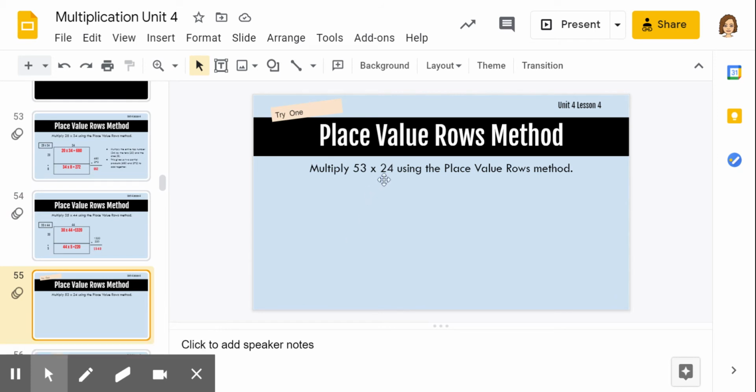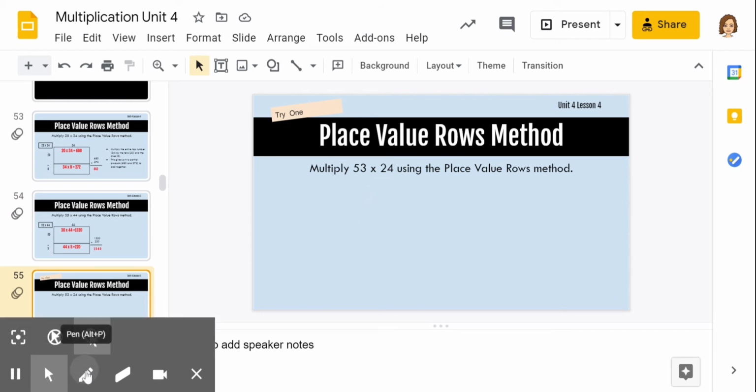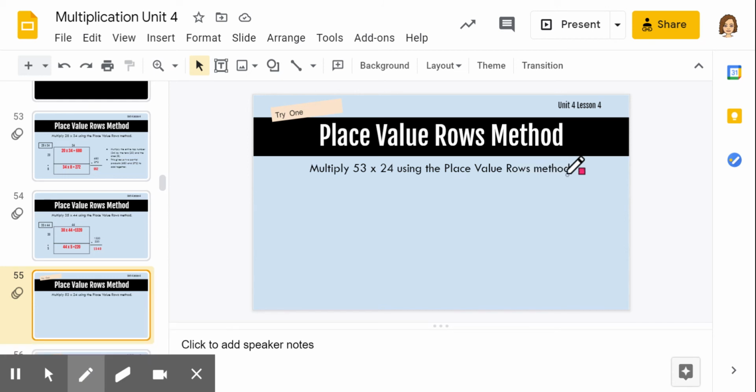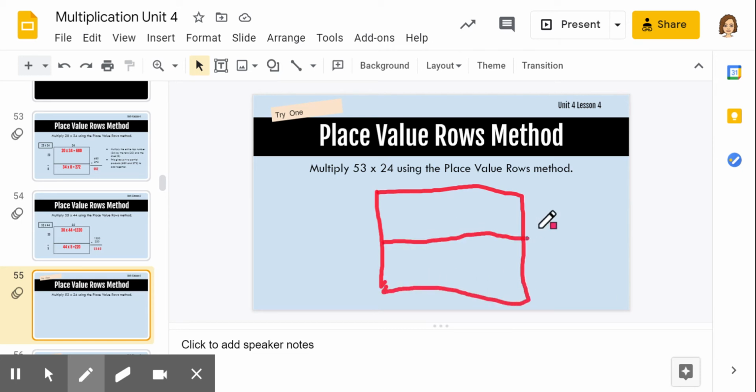Okay, so now you try one. Try 53 times 24 using the place value rows method like we just used. So remember, you're going to make two big boxes, split it in half and do it that way. So you try one, then come back to me for the answer, okay?